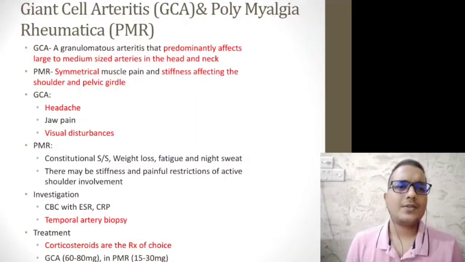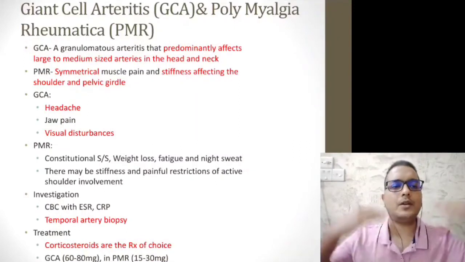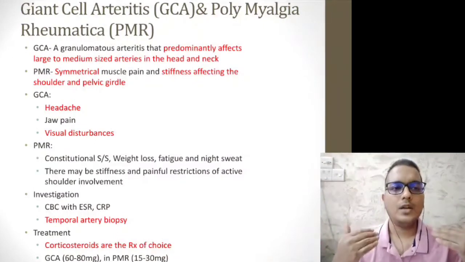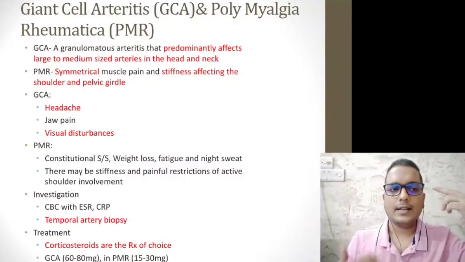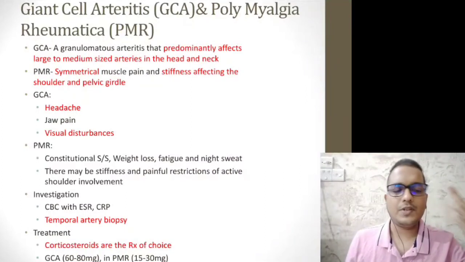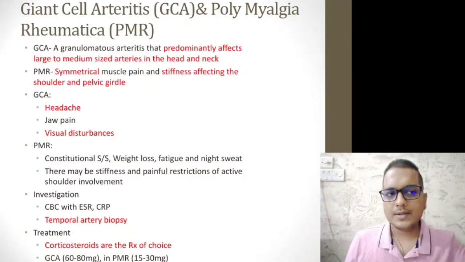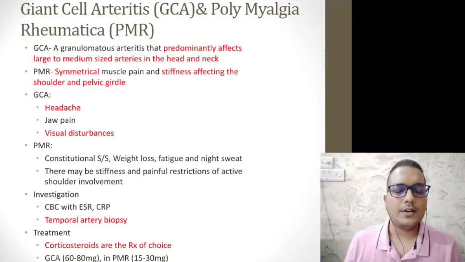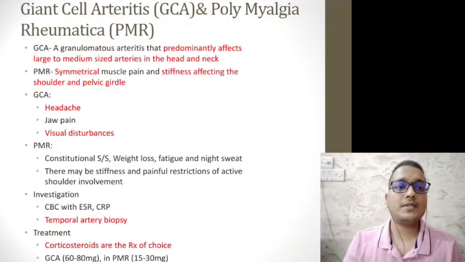Giant cell arteritis mostly involves the upper part of the body. The medium and large vessels are involved. There are some vessels, like in the eye, and sometimes it can present with visual disturbance. The eye vessel is involved, and sometimes there is headache, and the temporal arteries are involved. So there is temporal arteritis. So it is also named temporal arteritis.